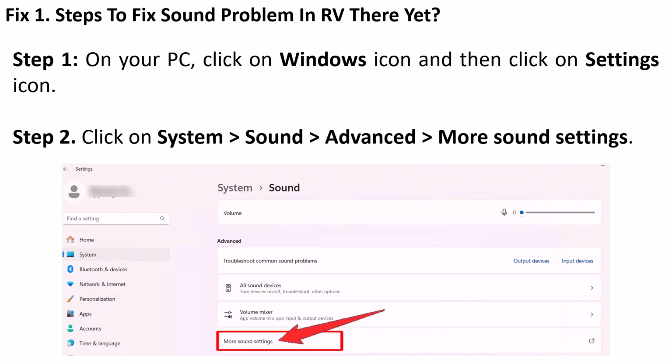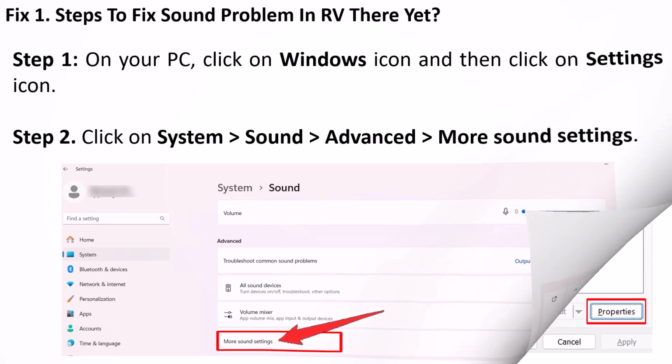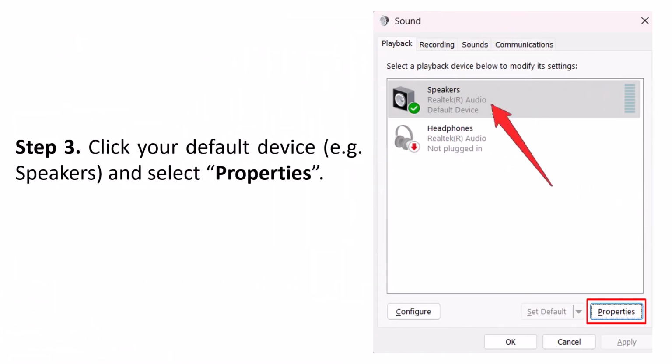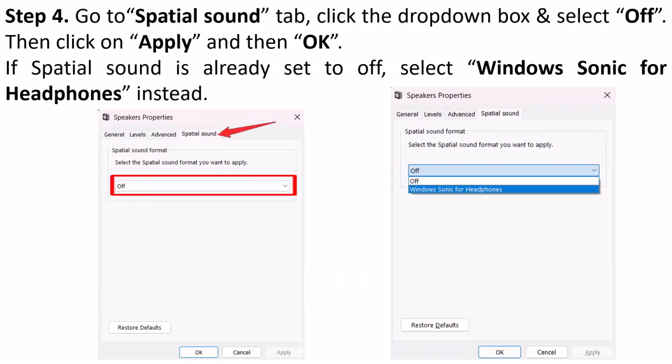On your PC click on Windows icon and then click on settings. Then click on system, then sound, advanced, more sound settings. Click your default device, for example speakers, and then click on properties. Now go to the spatial sound tab, click the drop down box and select off. Then click on apply and then OK.